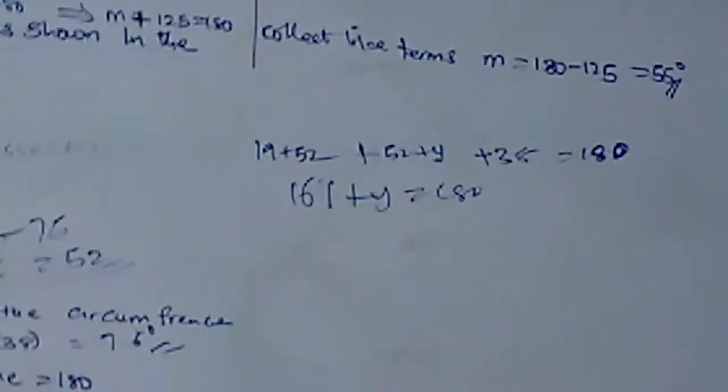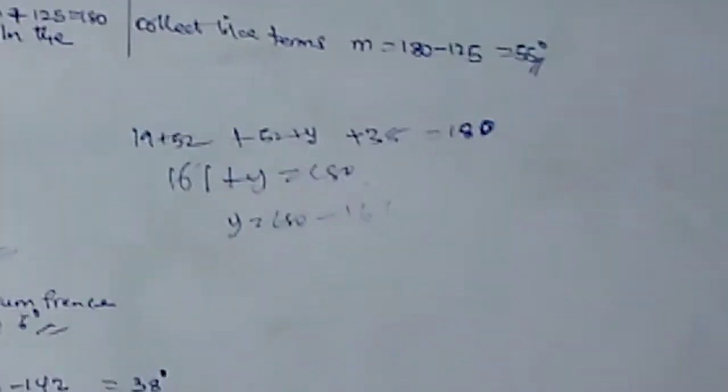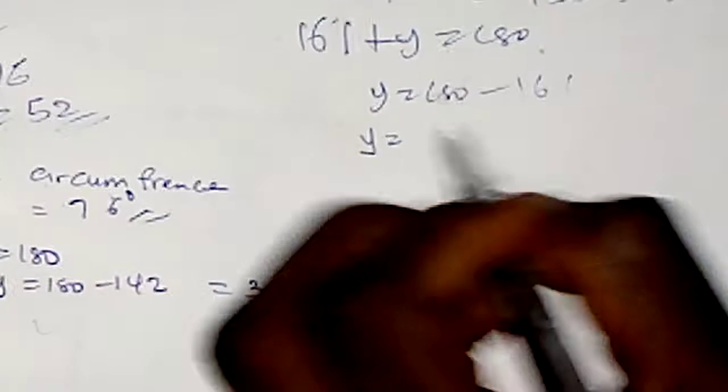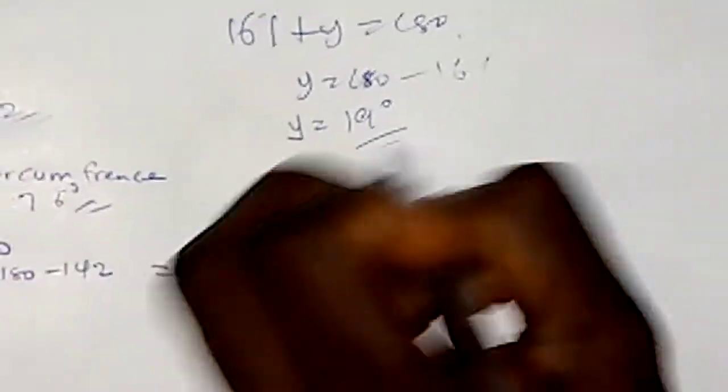So we collect like terms in order to look for y. So y equals 180 minus 161; when 161 comes to this side it turns negative, so when we subtract 161 from 180, we get 19. So 19 is our answer. So x equals 52 and y equals 19. So let's move further to the third question.